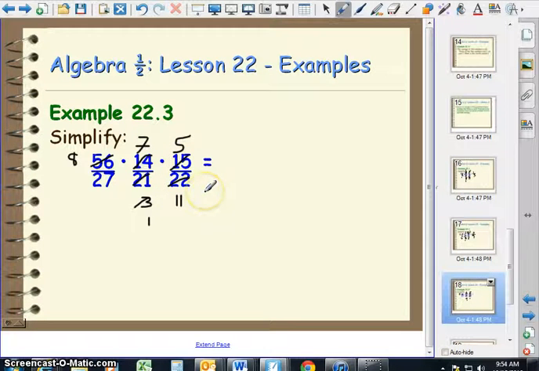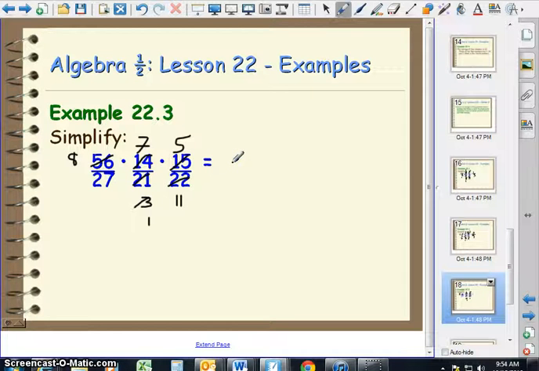Now let's check and see if there's any more reductions that we could find. 7 and 27 will not reduce. 8 and 1 won't. 5, bummer, check up and down. 8 and 27 won't. 7 and 1 won't. 5 and 11. So now I'm just left to multiply the top and multiply the bottom.